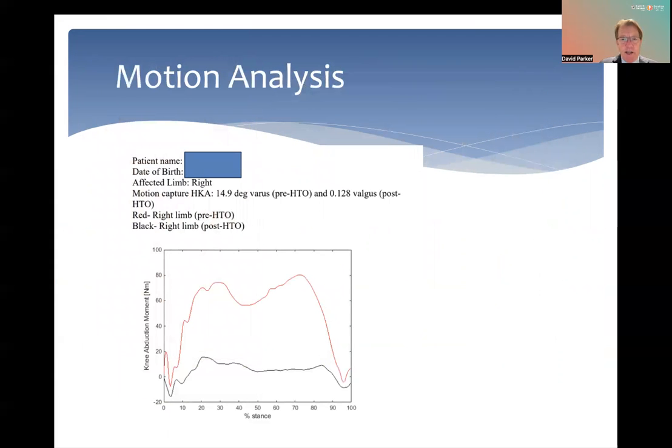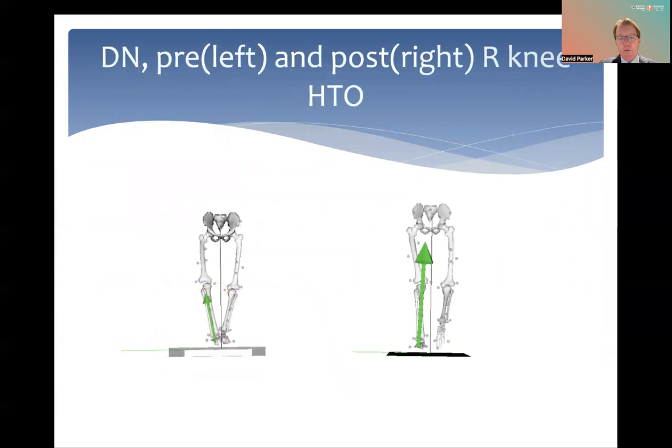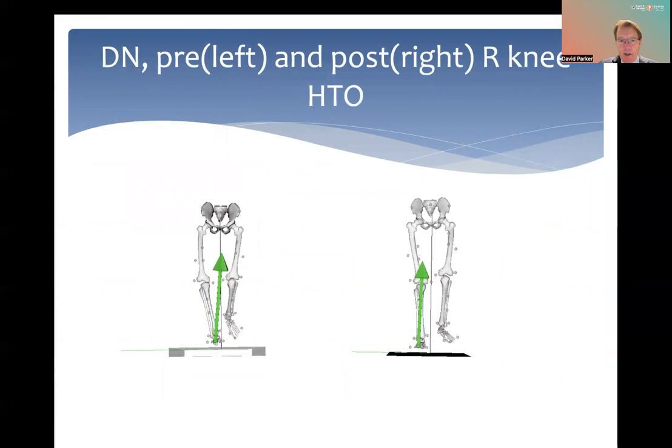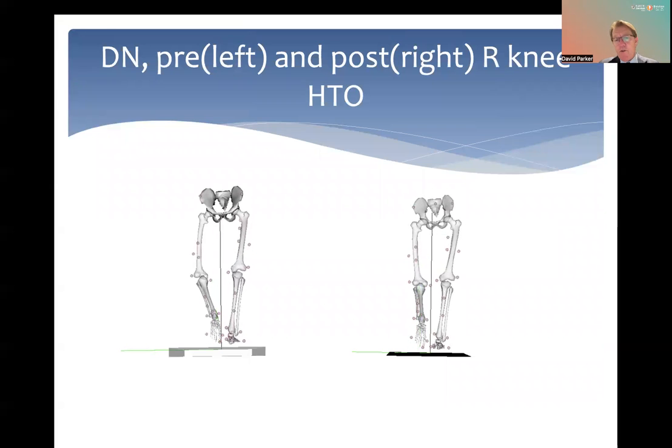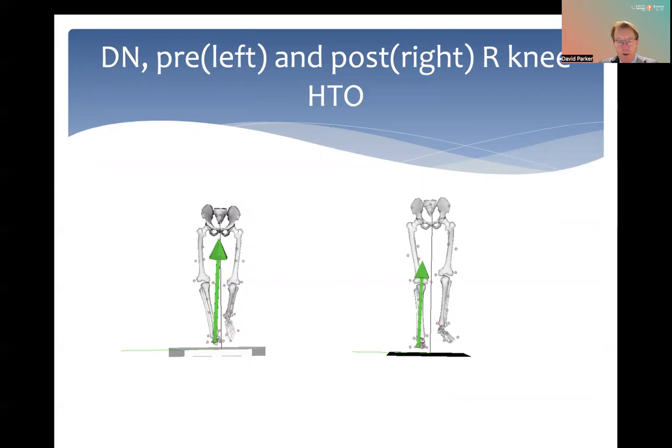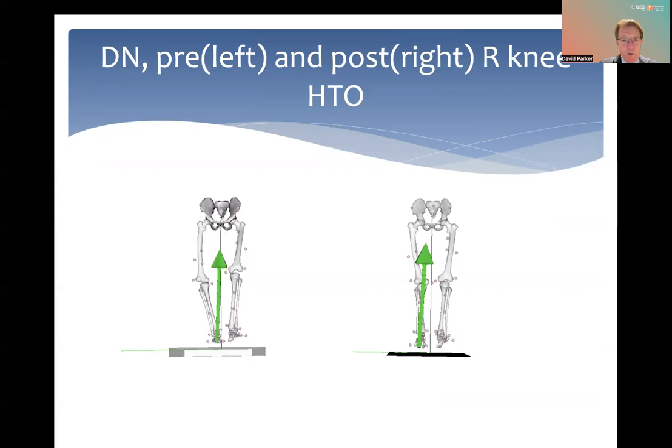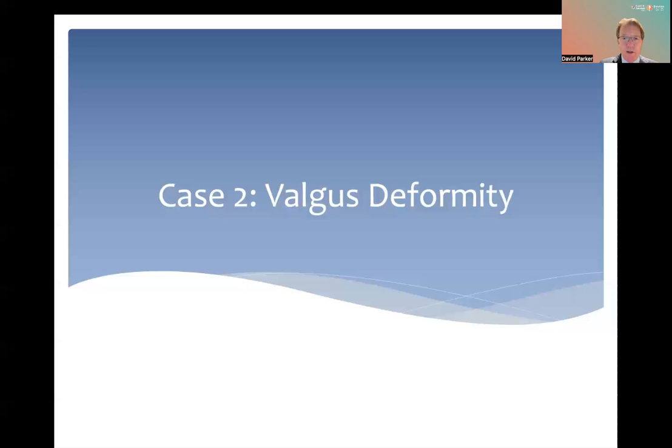And when we look at motion analysis, which we do for all of our patients, we can show a big decrease in the adductor moment. And you can see the ground reaction force on the left side of your screen is very medial, whereas on the right side after the correction, it's very much more neutral. So that's exactly what we're trying to achieve.